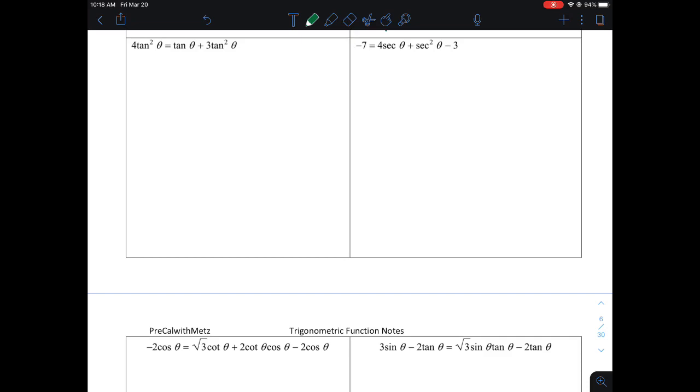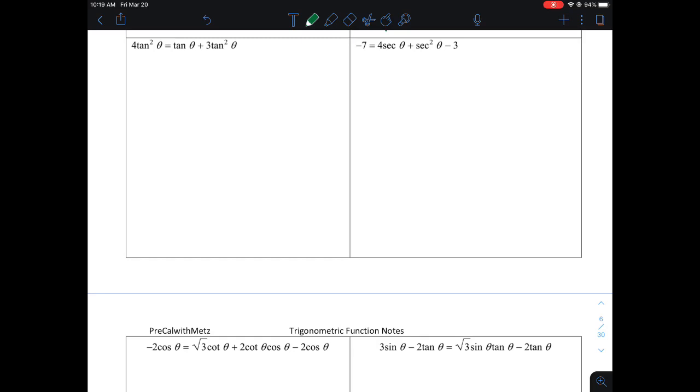All right, the next few that I have are going to be ones where we're going to have to factor to solve and get an answer. So I'm looking at these next few problems, and I see a trig function being squared, a trig function to the 1 power. So I'm going to use my factoring skills to get answers here, which means I need to get everything on the same side and have one side equal to 0.